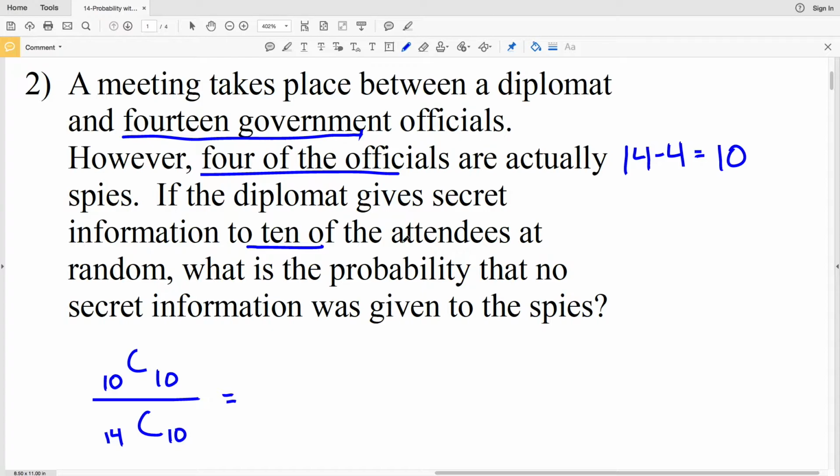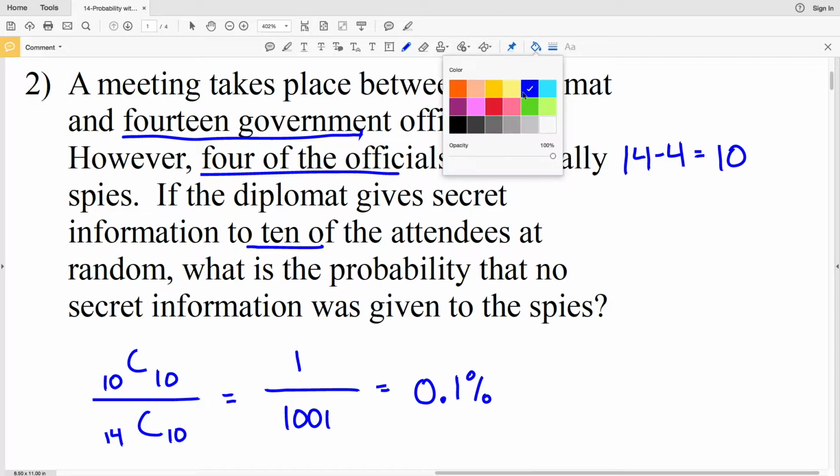So 10 choose 10 is equal to 1, and 14 choose 10 is equal to 1001. So if we take 1 and divide that by 1001, we get 0.0001. We will get approximately 0.1% when we change that decimal into a percentage.